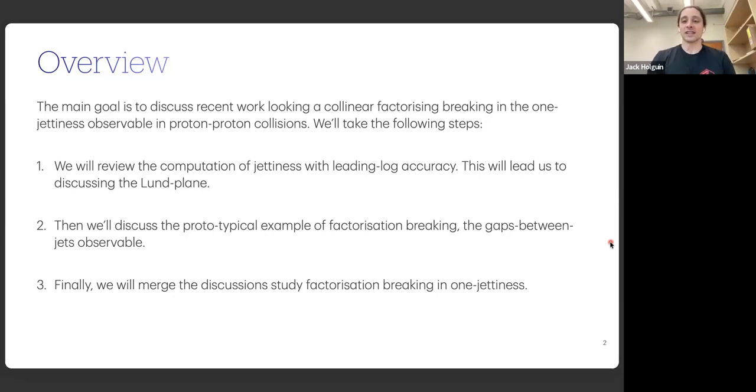Once I've introduced jettiness, I'll discuss how it can be computed using a tool known as the Lund plane. And then I'll pause that discussion for a little bit to discuss factorization breaking more broadly, in particular, giving the prototypical example of an observable known as the gaps between jets observable. And then I'll put both these points together and discuss the factorization breaking in the one jettiness observable.